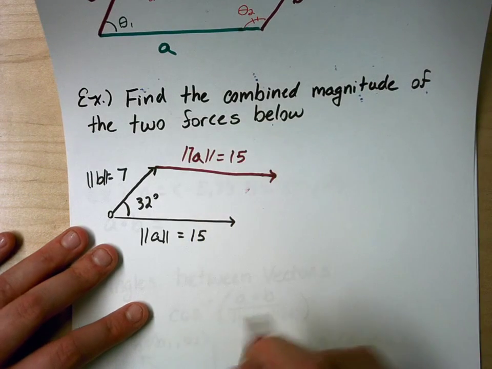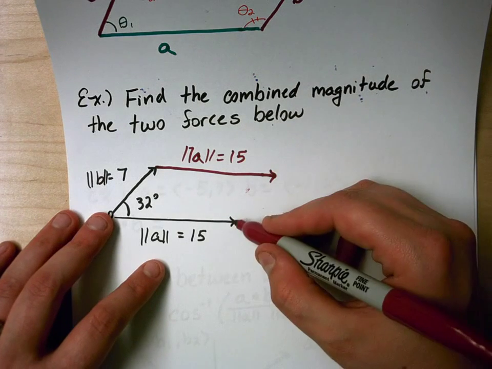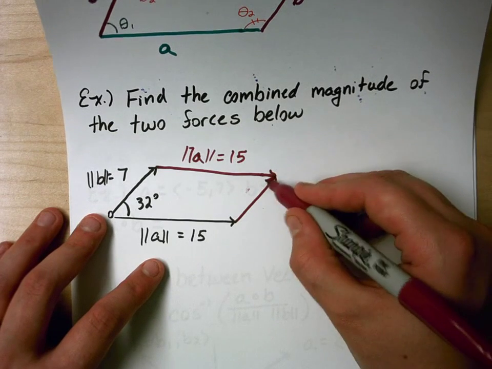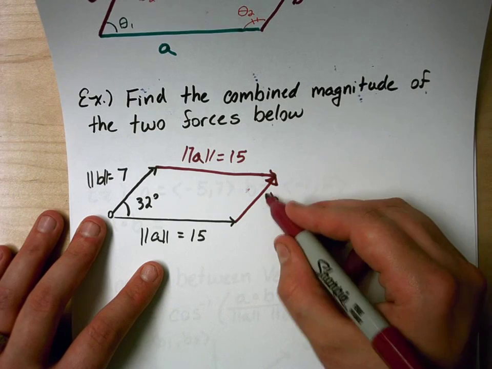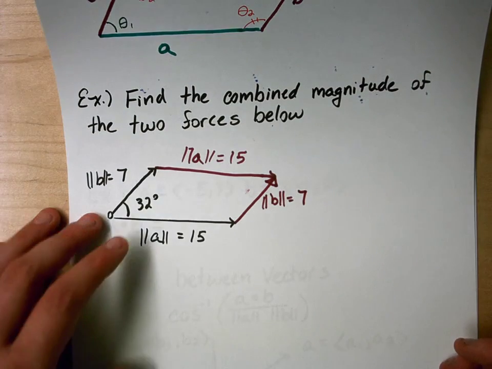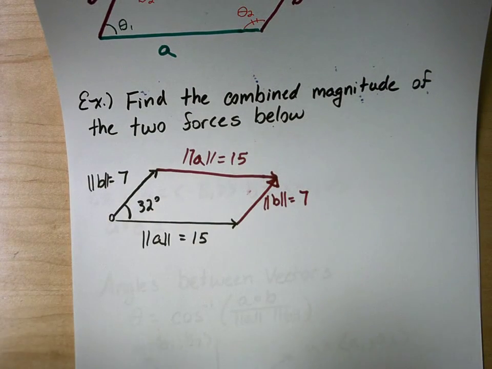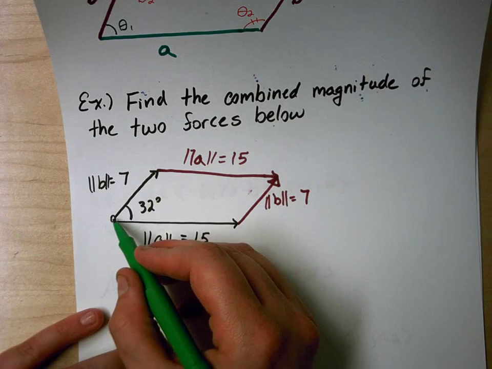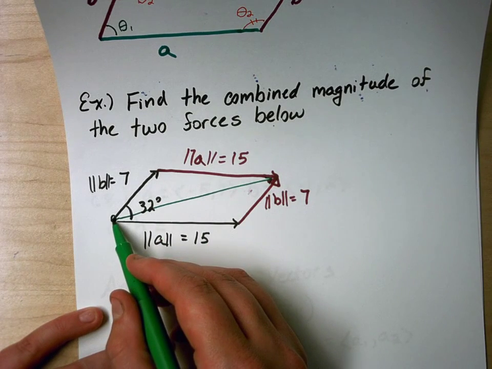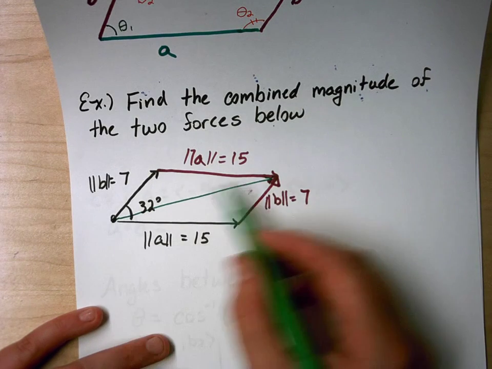All right. And likewise, if I added B to A, then I would take the tail of B to the head of A, like so. So the length of this guy is also B. All right, now what I don't know is the interior angles. Well, real quick, what we're trying to find is this length. Because remember, we're going from the tail of A to the head of B, or from the tail of B to the head of A. Either way, we're doing the same thing.